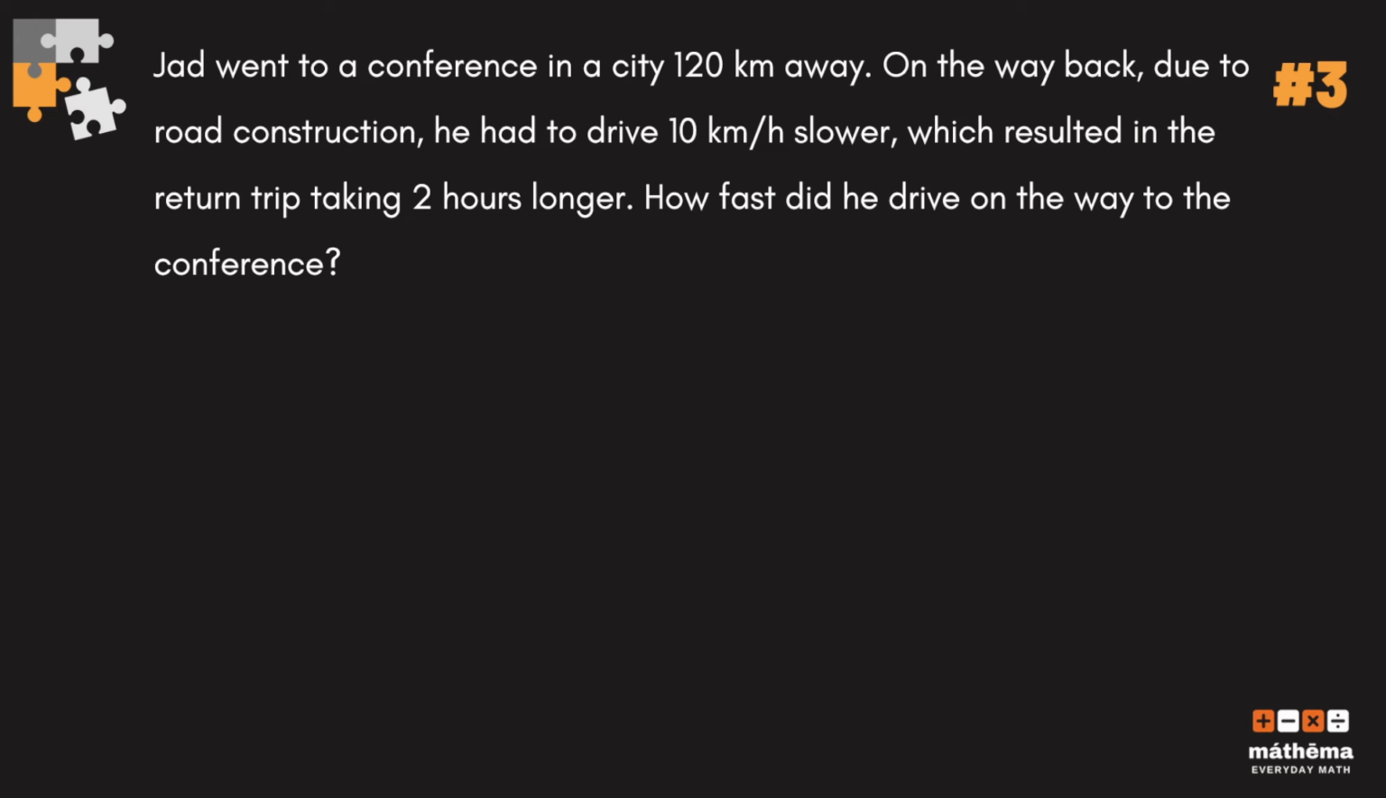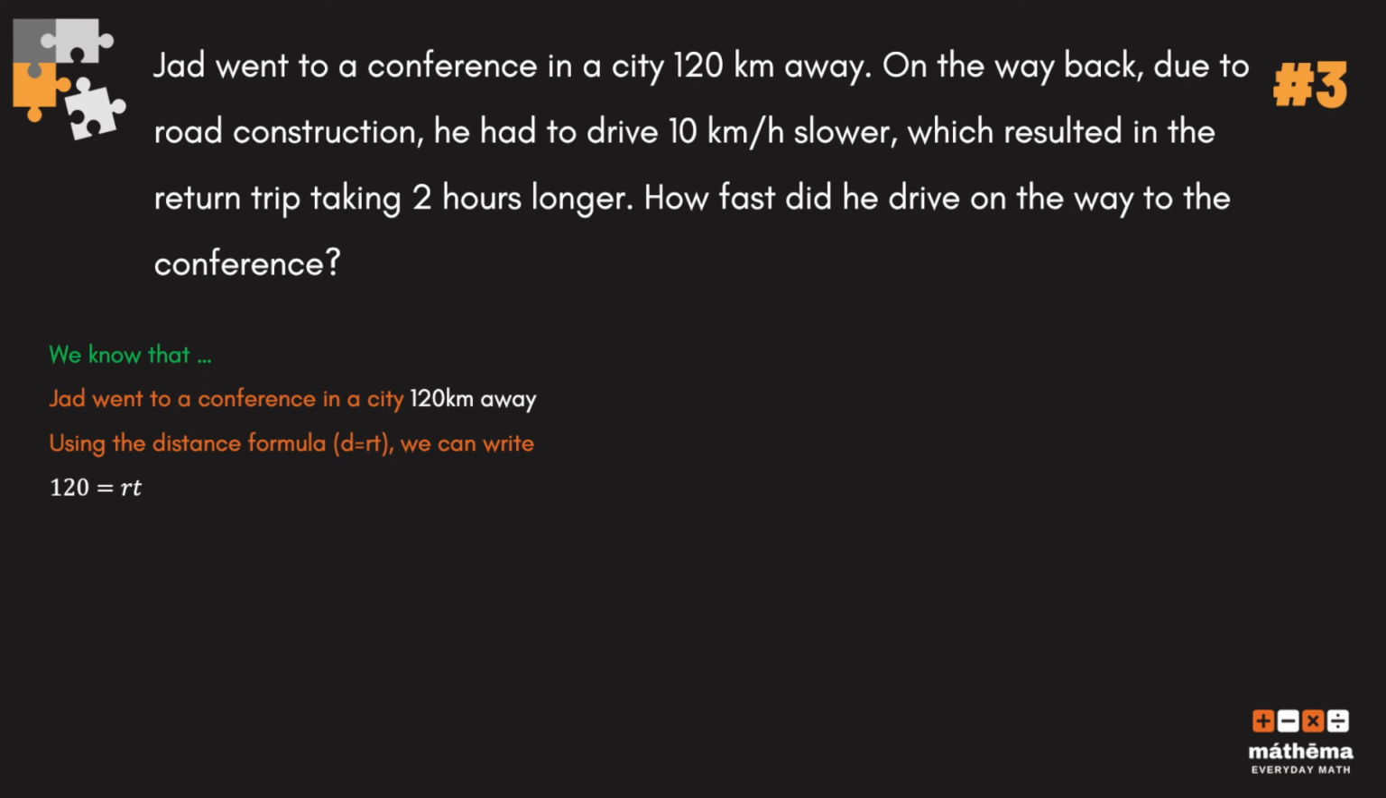So again, what do we know about this problem? We know that Judd went to a conference in a city 120 kilometers away. So distance is 120 kilometers. Using the distance formula, distance is equal to rate times time, we can write 120 is equal to r times t. To solve for r, we will have 120 over t, and to solve for t, we will have 120 over r, respectively.